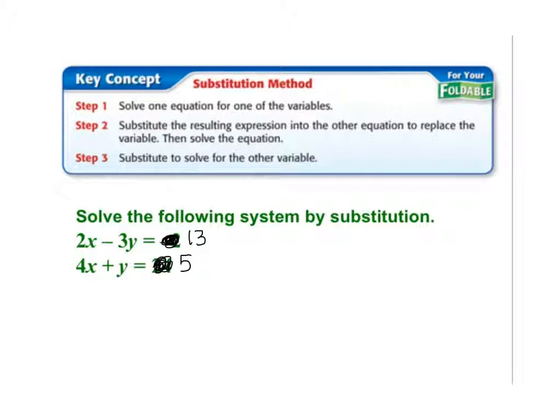The first algebraic method that we're going to use is the substitution method, and you can see the steps here. I modified this just a little bit. We're going to solve the following system by substitution. Step 1 says solve one of the equations for one of the variables.